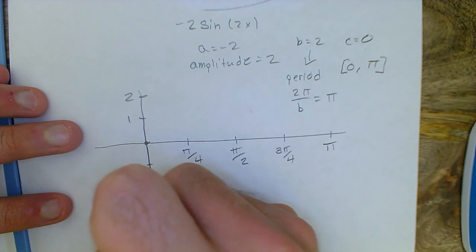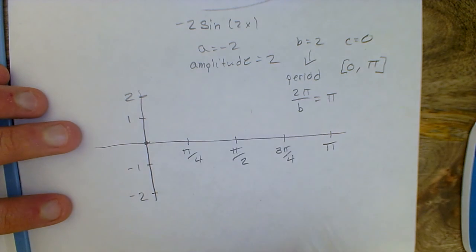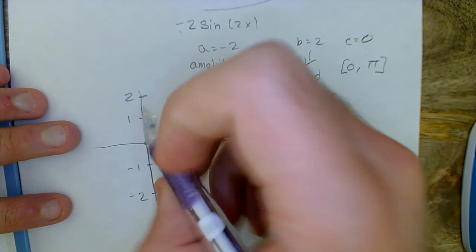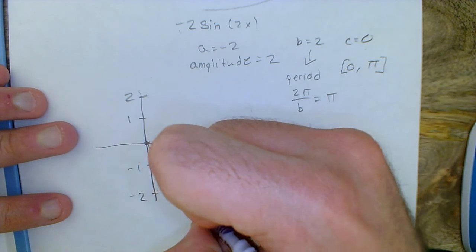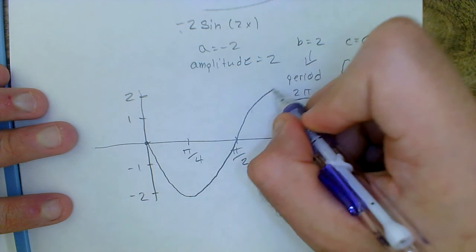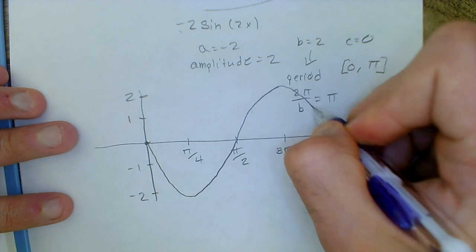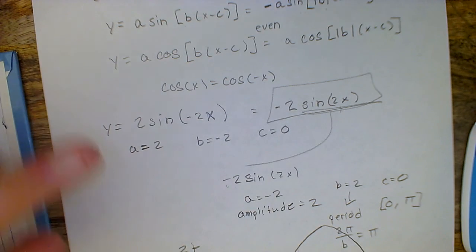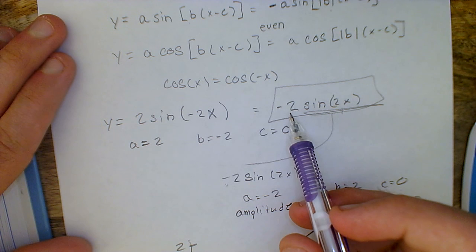I see that the amplitude is 2, so I need to go up 2. But because I have this negative out front, I need to flip over my graph. So instead of going up to positive 2, I need to go down to negative 2. So this is going to go right here, up to 0, since it's a sine curve, down to negative 2, and then back up to 0. So that's how you would graph it.